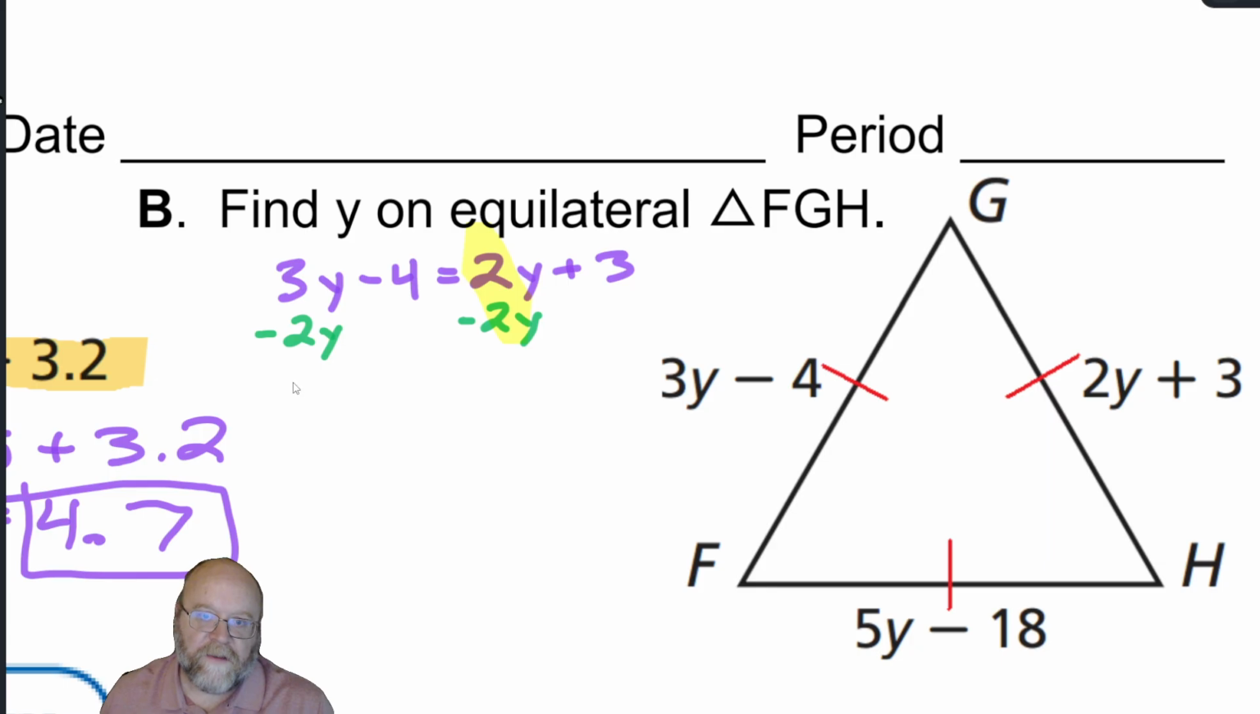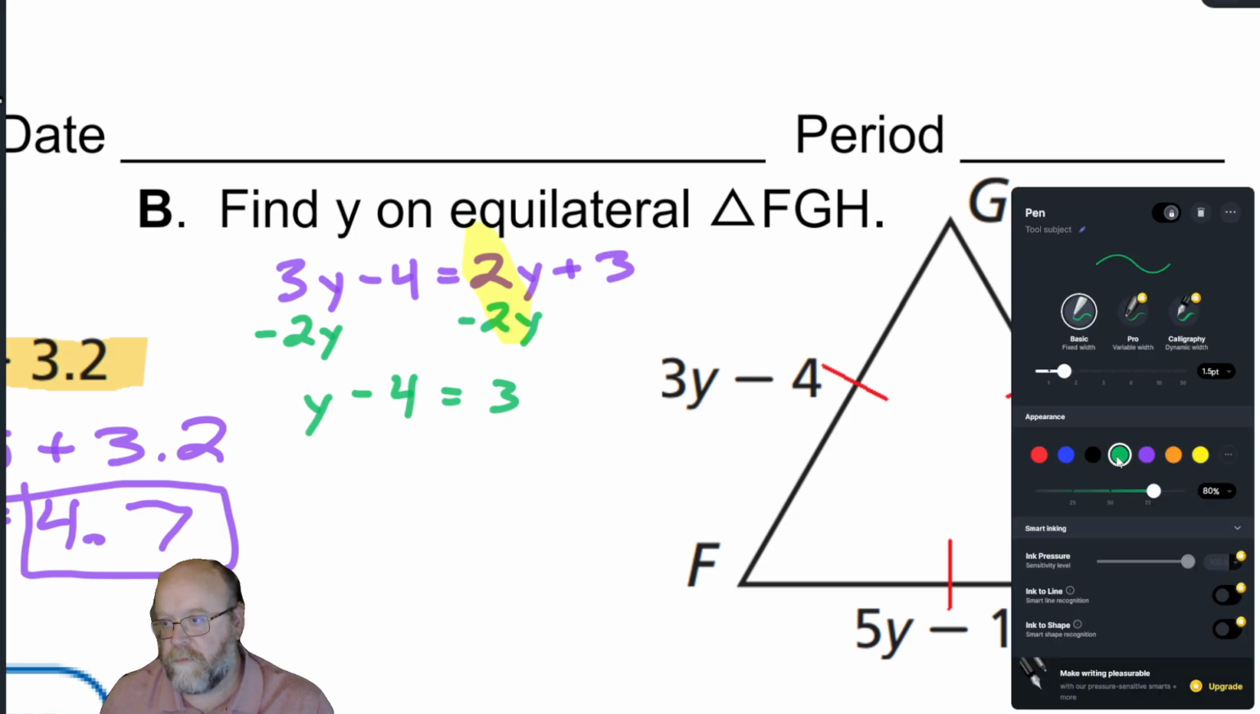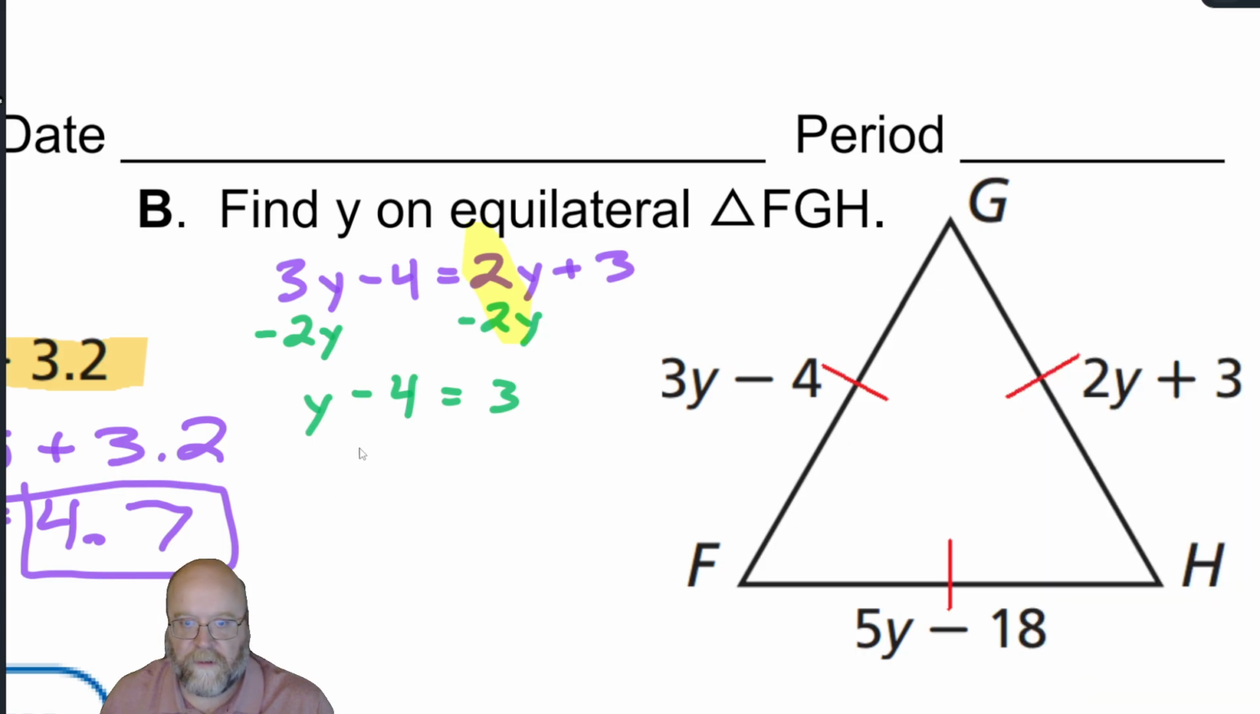So that's going to cancel those out. You end up with 1y minus 4 equals 3. I meant to switch back to purple. I didn't. I'm sticking with the decision. Now we're going to switch back to purple. So confusing. I'm going to add 4 to both sides.